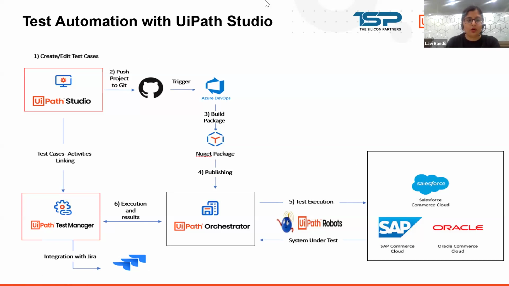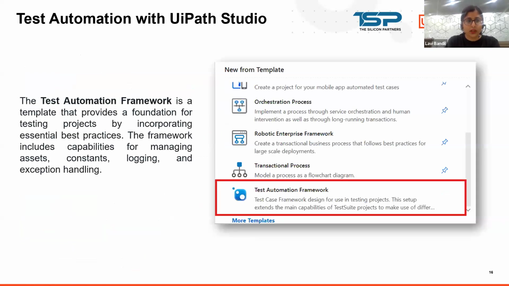So this is what the whole process looks like, end to end: how you create your test automation project in UiPath Studio, and later on you can create a bug in Jira. So this is the end-to-end process. Moving forward to the next slide: test automation with UiPath Studio. Shreya will be covering this part. Over to you, Shreya.